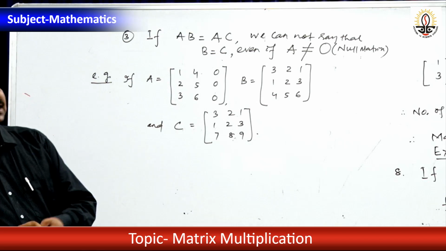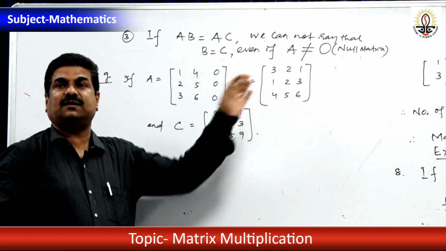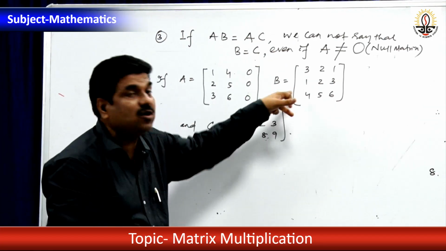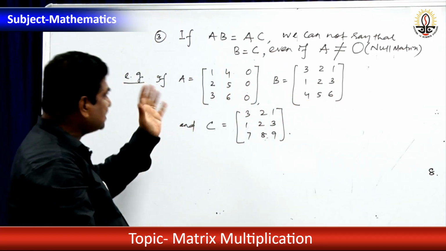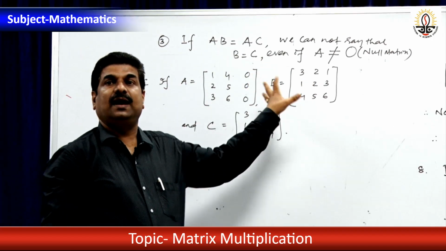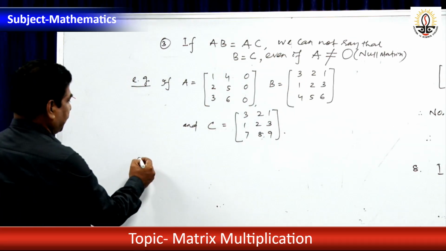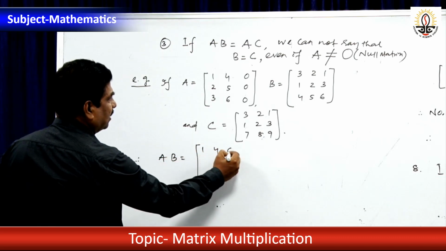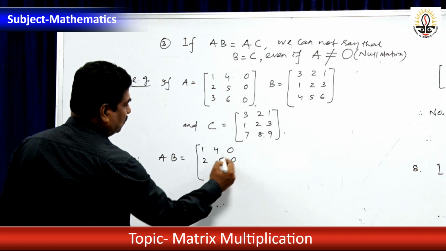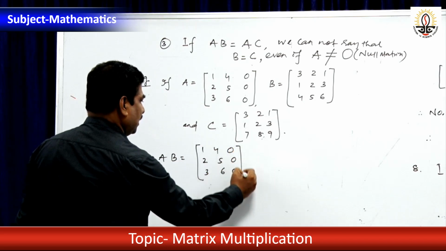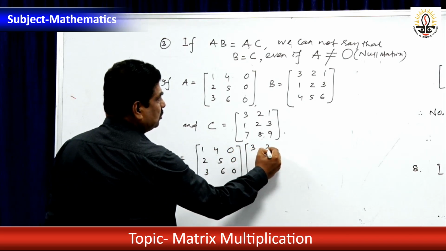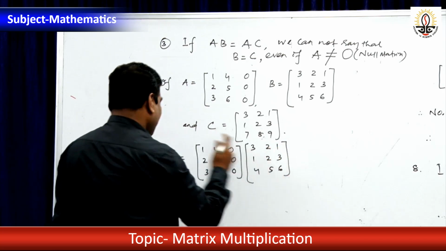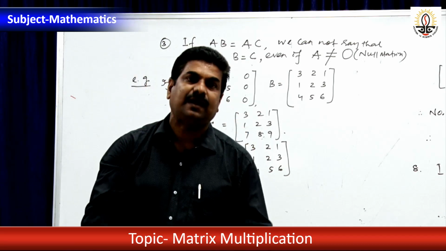Here you see, in this case the product AB is equal to AC. But here you see, B is not equal to C, dear. That means first you have to find the product of AB. A is a square matrix of order 3, [1 4 0; 2 5 0; 3 6 0] into [3 2 1; 1 2 3; 4 5 6]. First you have to find the product AB.